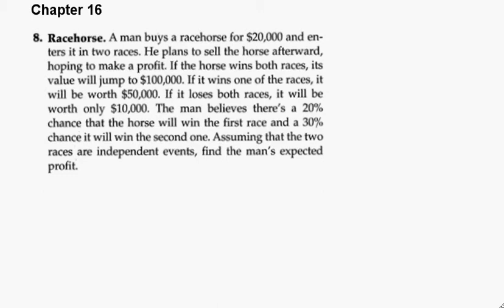This is problem 8 from Chapter 16, taken from the textbook Stats: Modeling the World, second edition. A man buys a horse for $20,000, and he enters it into 2 races. He's got some winnings based on which race he wins. In the first race, he believes he has a 20% chance of winning, and in the second race, a 30% chance.